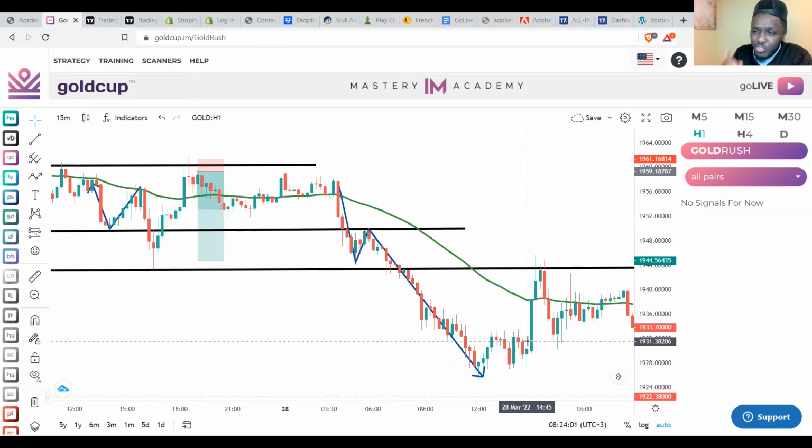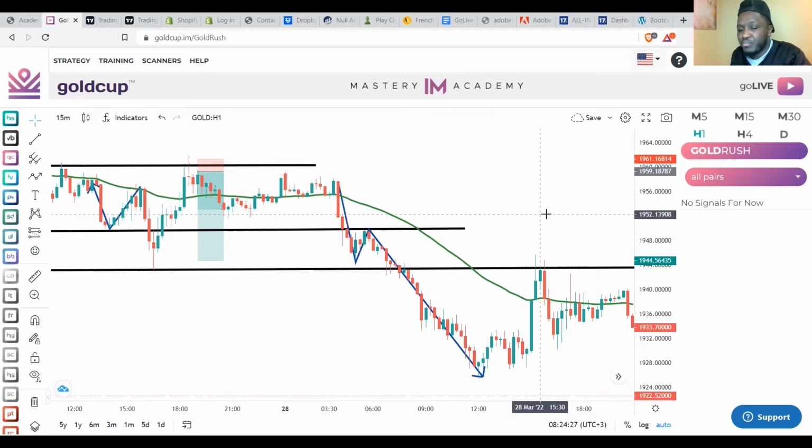But because you're a smart trader, you are only going to sell if the market is meeting all your criteria. And part of your criteria right now is for the market to be below the 50 moving average. You put it there for a reason. This is part of your strategy. For the market to be below the 50, that's when you're going to take the trade.